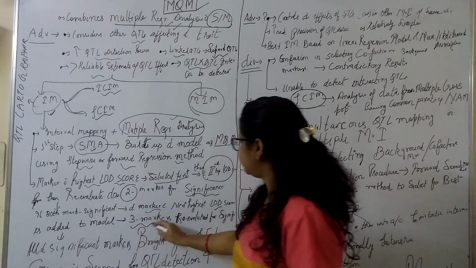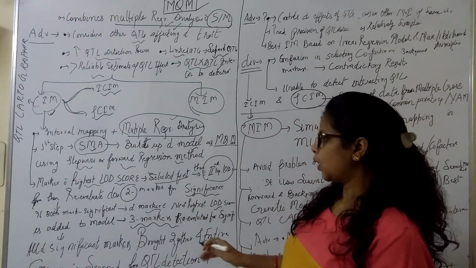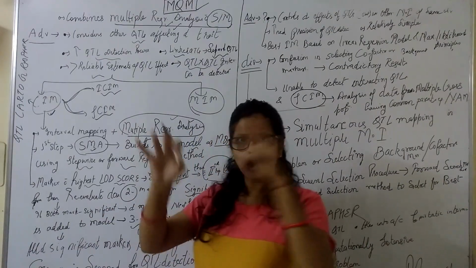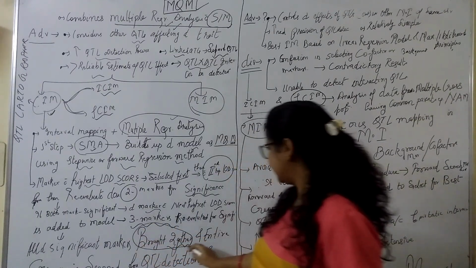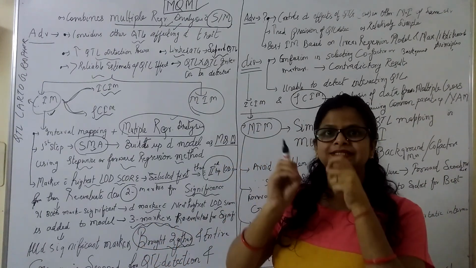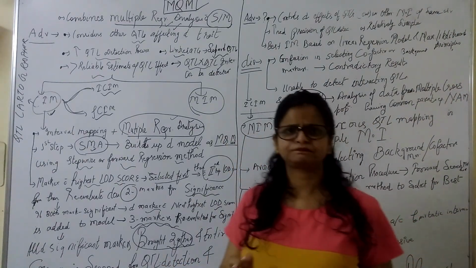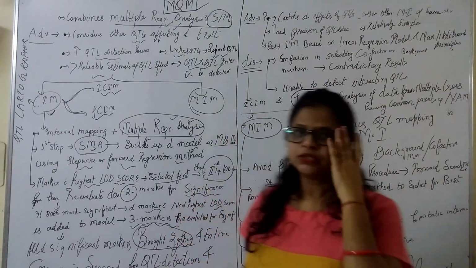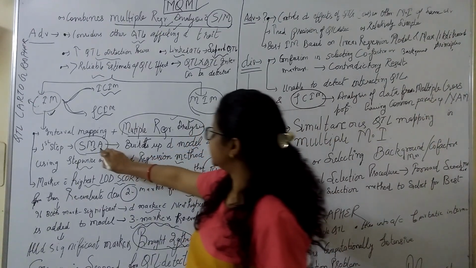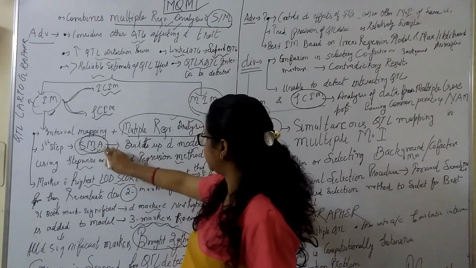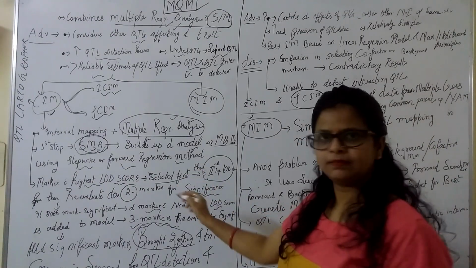Then again you will evaluate these three markers for significance. All the significant markers you will bring together, and then using this model you will scan the entire genome, detect the QTL and carry out the mapping. So it's a very simple procedure. It starts with single marker analysis, then multiple regression analysis, and then interval mapping.